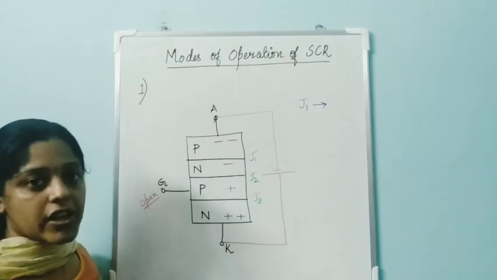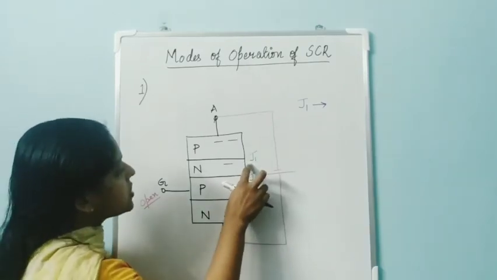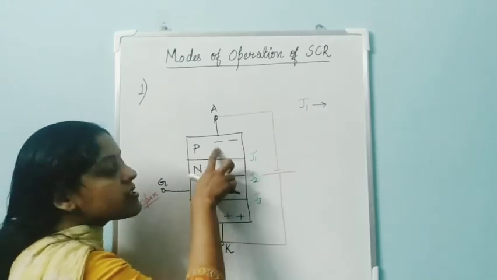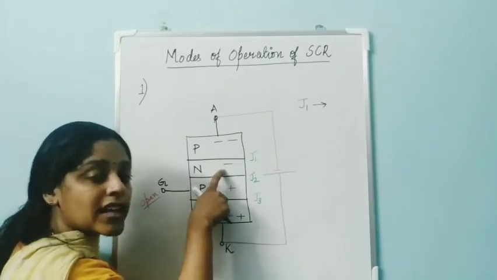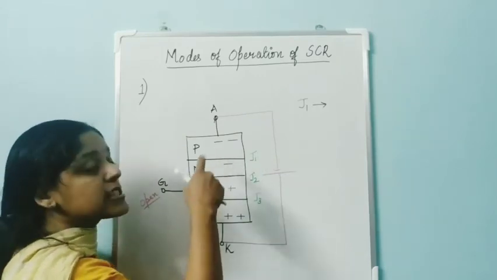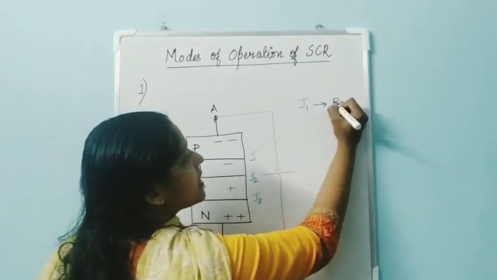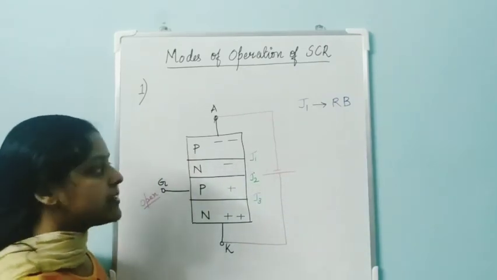Consider the junction J1. What about the biasing of the junction J1? At the junction J1 here I have P region and N region. P region is more negative compared to the N region. So what type of biasing is it? P is more negative compared to the N means that junction is reverse biased. Okay, that junction is reverse biased.